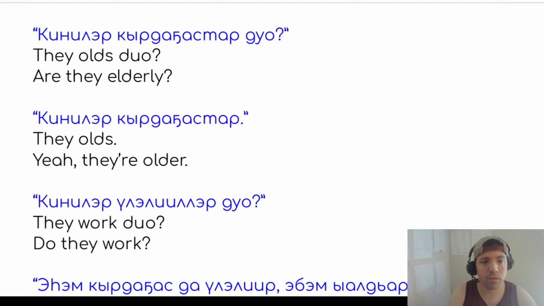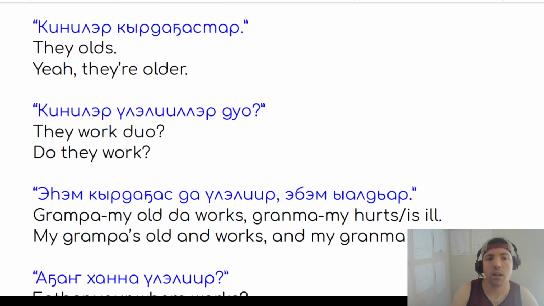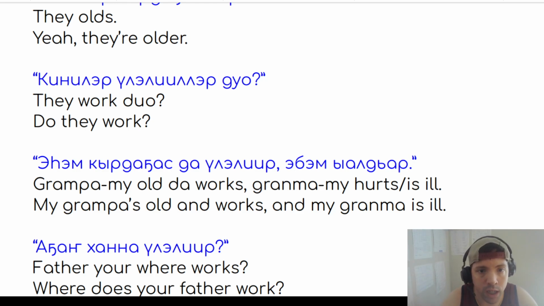I do have. Kidiler kırdagastar. Are they elderly? Kidiler kırdagastar. Yeah, they're elderly. They're older. Kidiler üleliler. Do they work? Ehem kırdagasta ülelir. Ebem lalcar. My grandpa is old and works, or but works. And my grandma is ill.